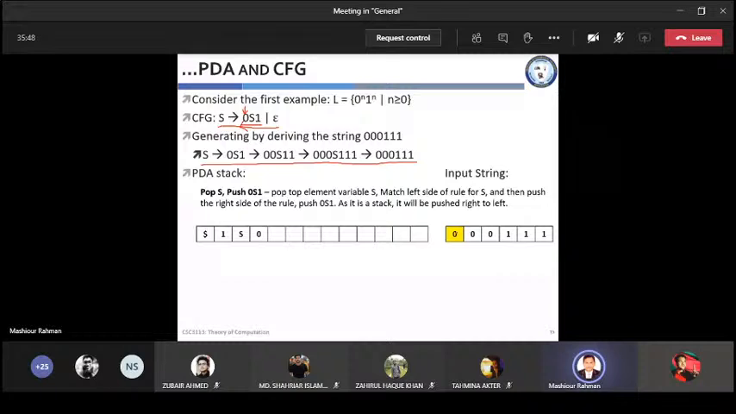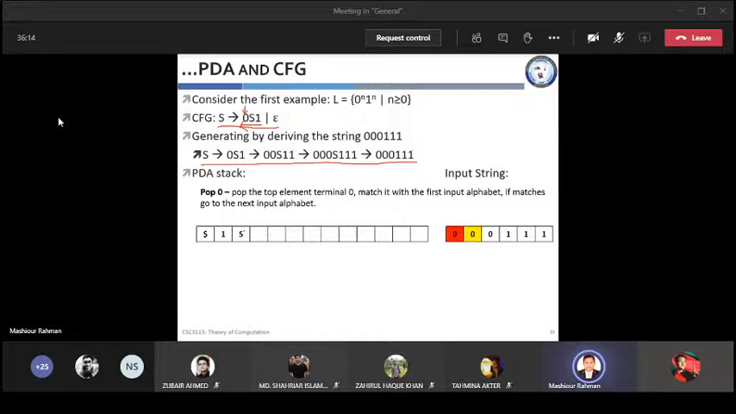Now we can see this 0 and this 0 match. Pop 0. Why? Because they match. The input is 0 and my stack top is 0. So as they match, we pop it. So this 0 is popped, this one is completed. We go to the next 0. Now, again we compare. We have an input 0, but over here we have a variable.